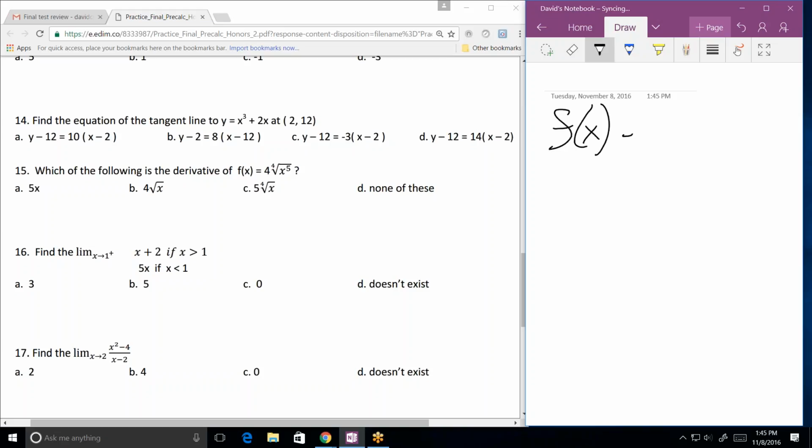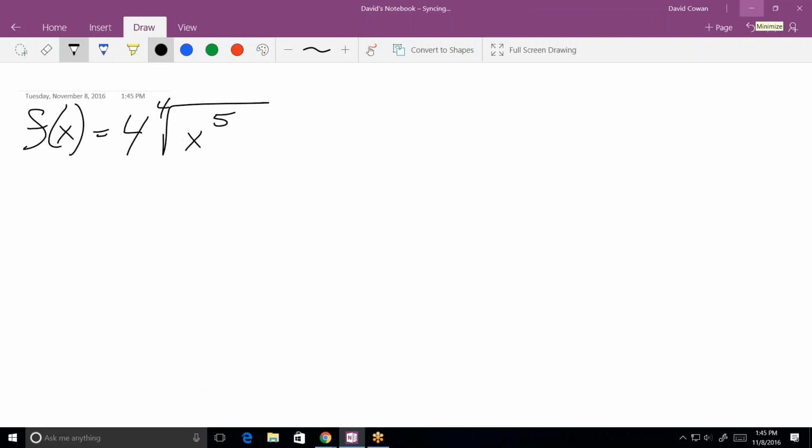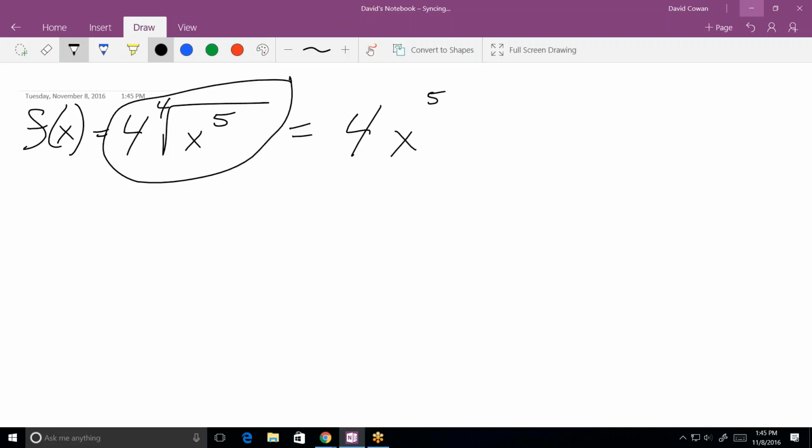Okay. All right. Here we have f of x is equal to 4 times the 4th root of x to the 5th. Well, the first thing you learn from calculus is that radical signs are never good, right? Redefine that function using an exponent instead of a radical sign. 4x to the 5/4. Yeah. Now notice that it's really easy. We can use the power rule. You can't use the power rule as long as it's got a radical sign. But once you've converted that radical sign to an exponent, now the power rule is great.